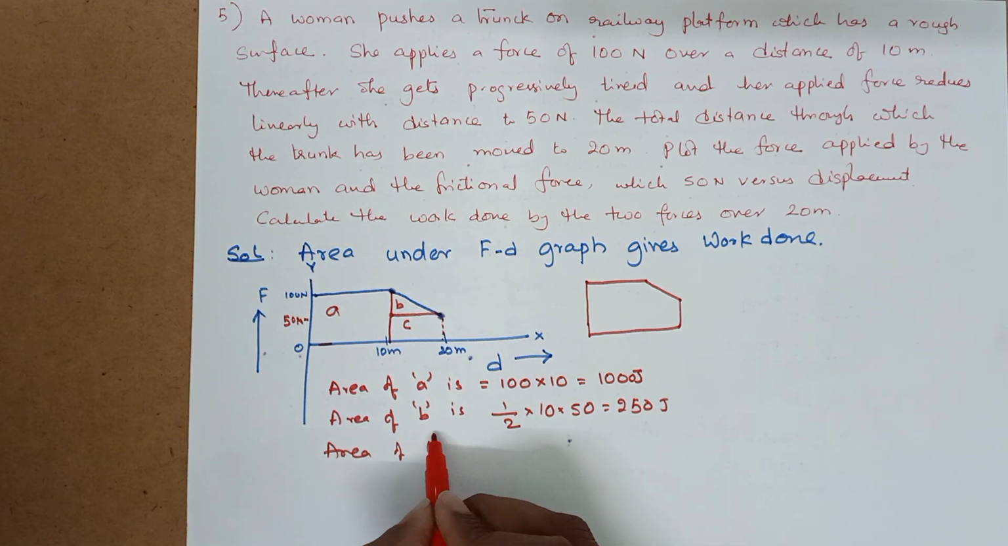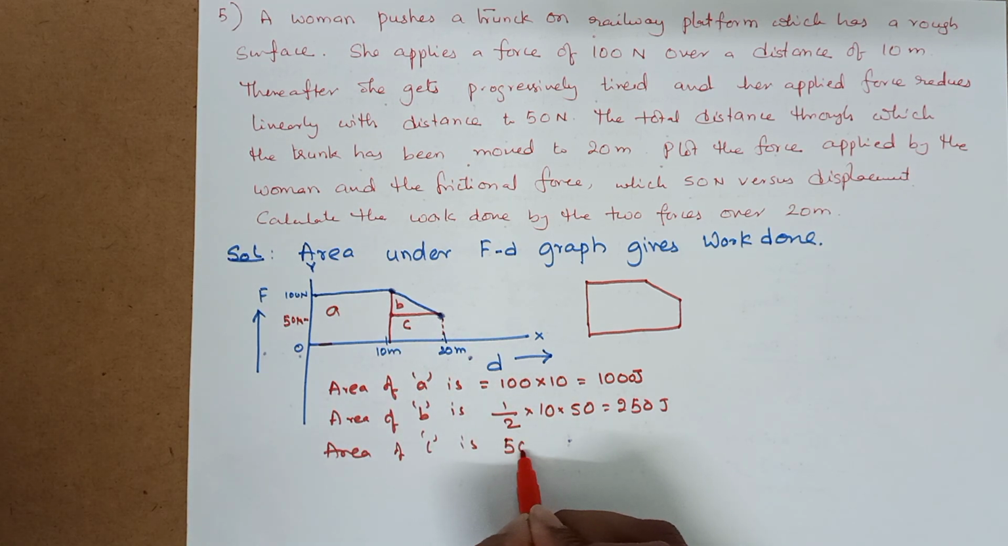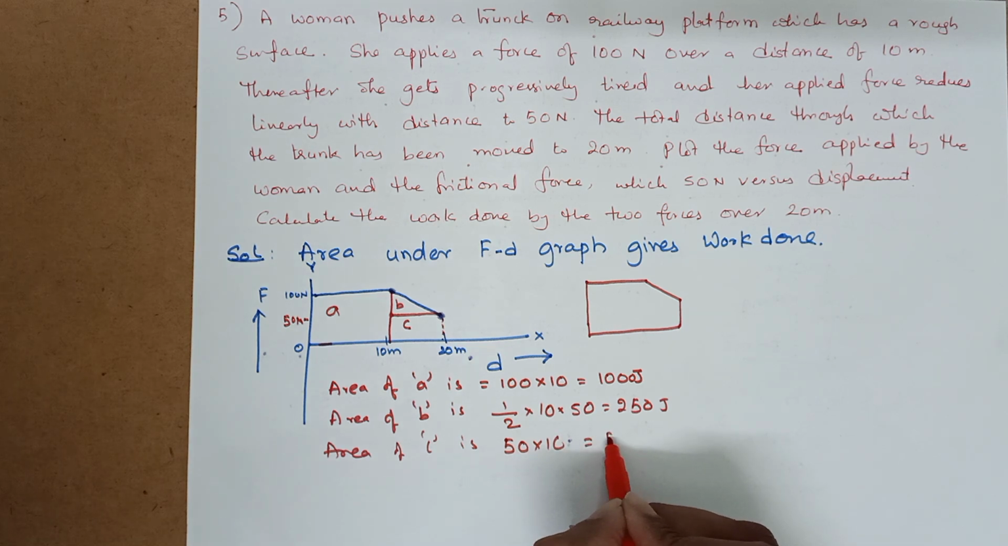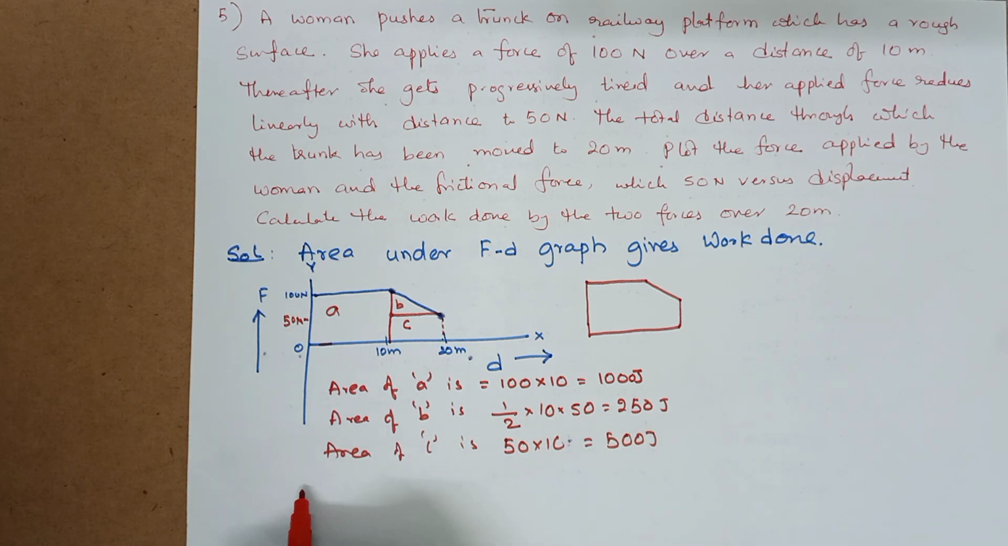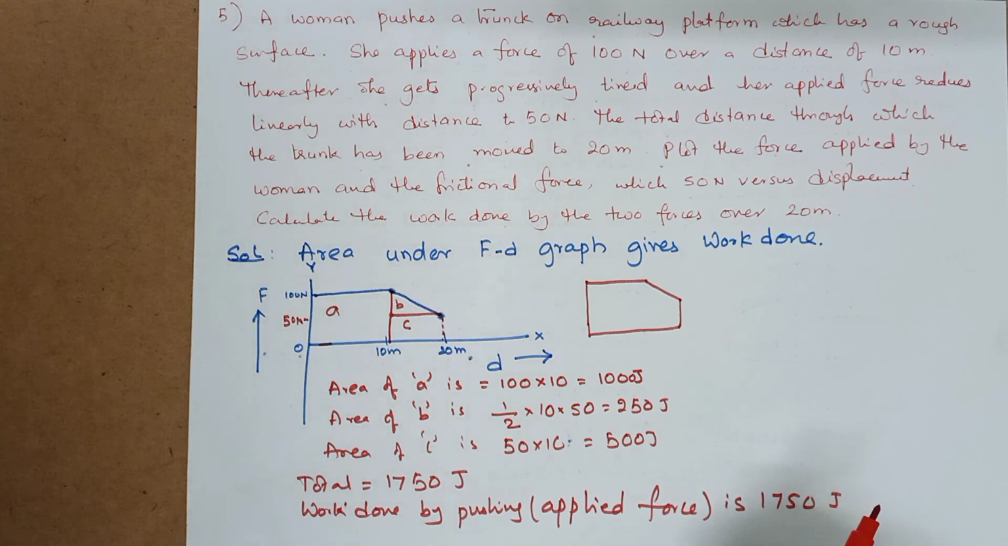Area of C is 50 into 10, 500 joules. So total is equal to 1750 joules. This is the work done by the pushing force, because this is called the applied force, is 1750 joules.